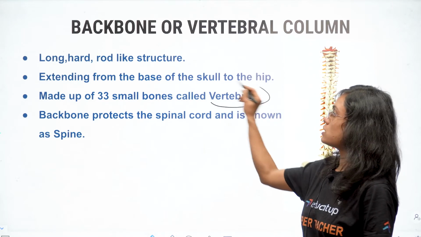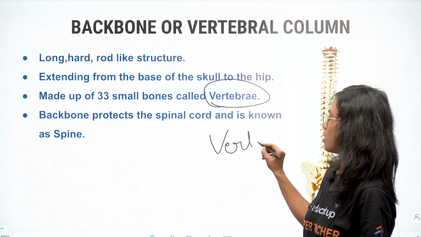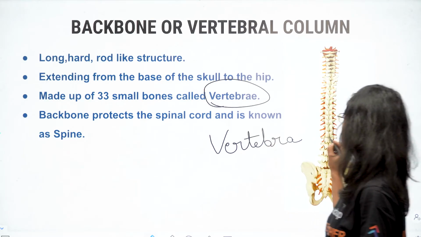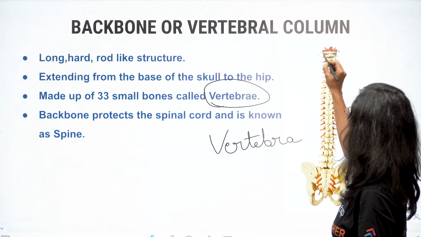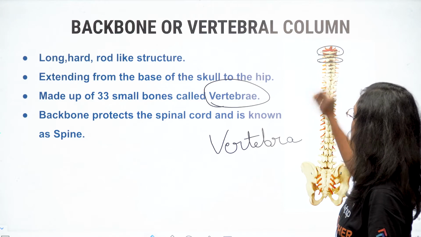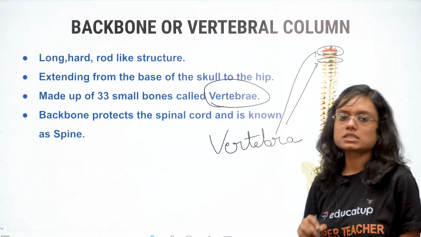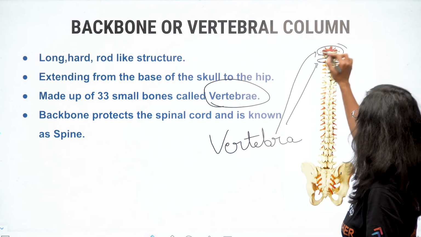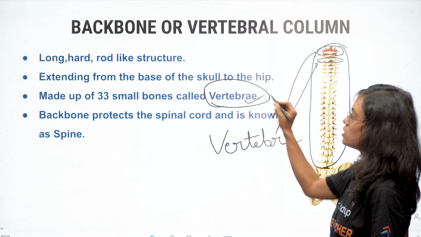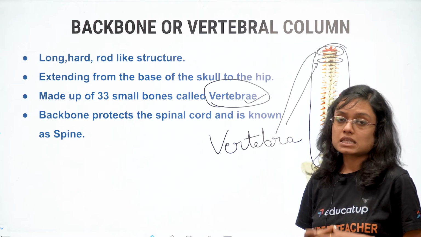This is important, children. One single bone is known as vertebra. Like this one bone, this another one bone. This is known as a vertebra. One single bone is known as a vertebra, and all these bones, 33 in number, together are known as vertebrae, the plural form. Backbone protects the spinal cord.